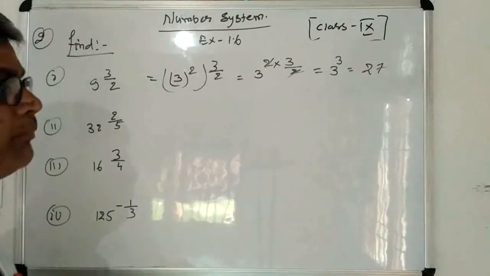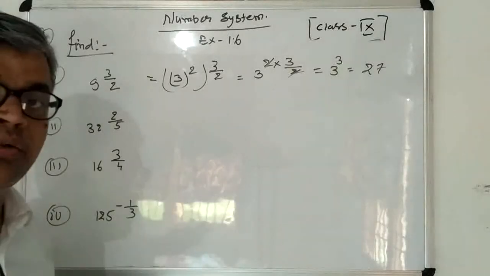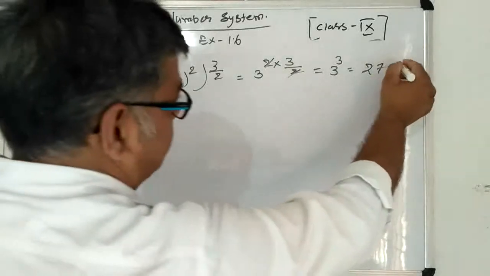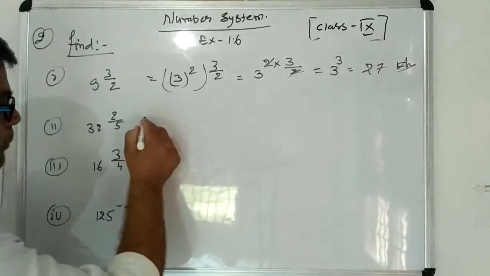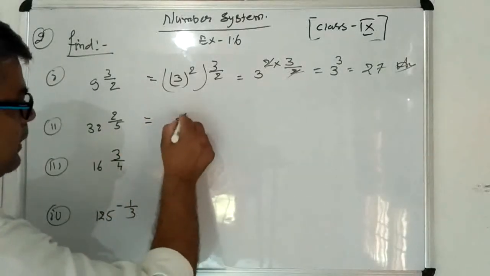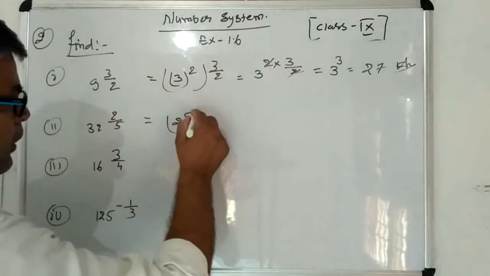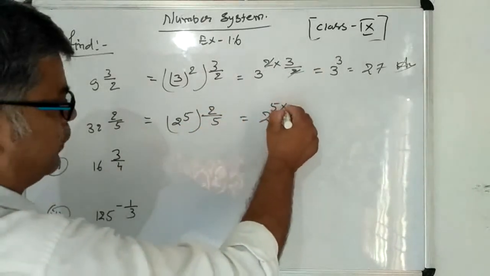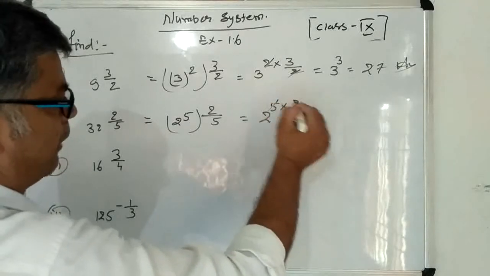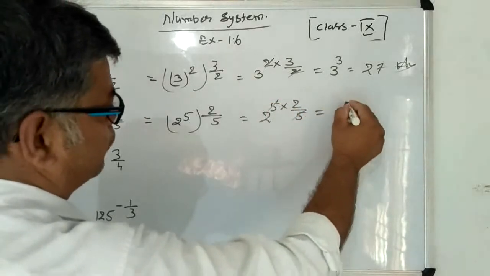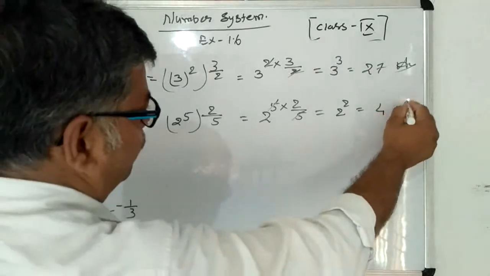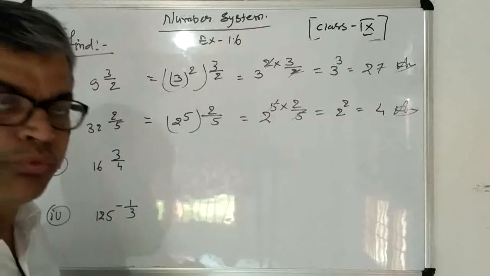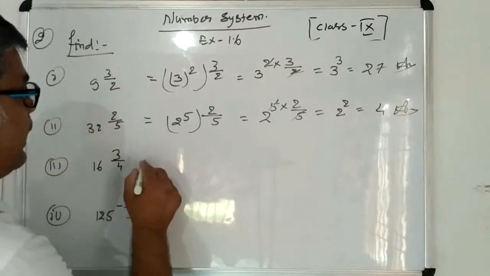3 to the power 3 is 3 into 3 into 3, 3 3 is 9 into 3, 27. Similarly, so this is your answer. Similarly, for this number also, you can write 32 as 2 to the power 5, whole power 2 by 5, which is 2 power 5 into 2 by 5. The 5 will get cancelled. So you have 2 power 2, which is equal to 4, because square of 2, 2 into 2 will be 4. So your 4 is your required answer.